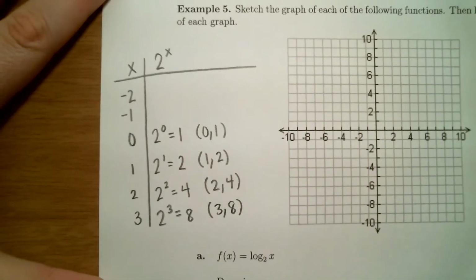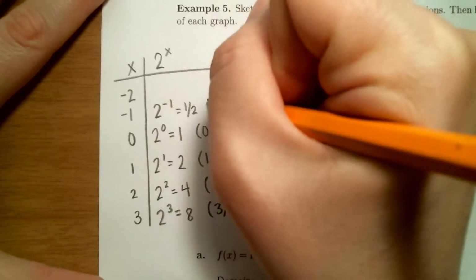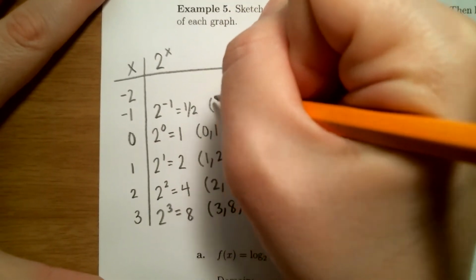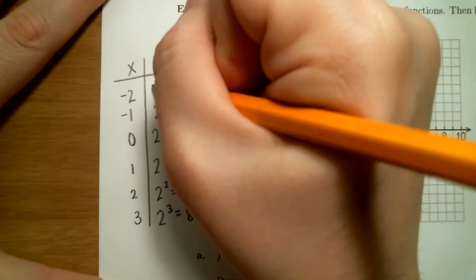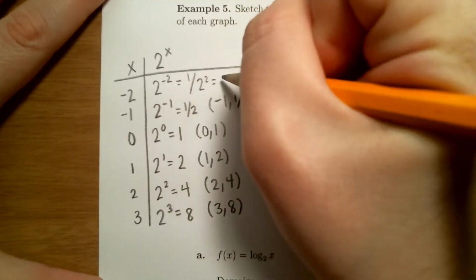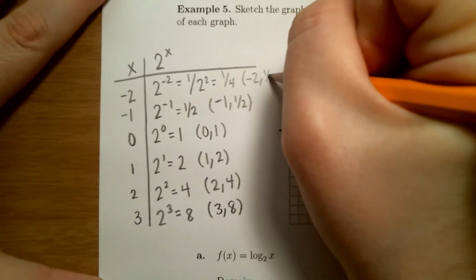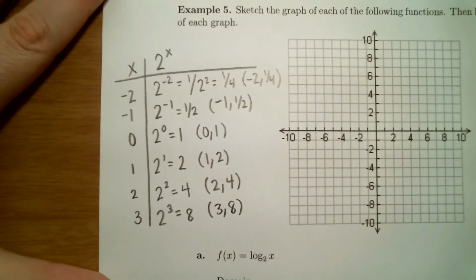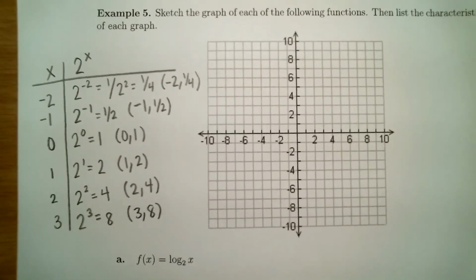Then 2 to the -1 is going to be 1/2, and so our exponential graph will go through -1, 1/2. Finally, 2 to the -2 is 1 over 2 squared, which is 1/4. So our final point will be -2, 1/4. These are the points on the exponential graph. You can plot this, but this is not the graph that we're after.